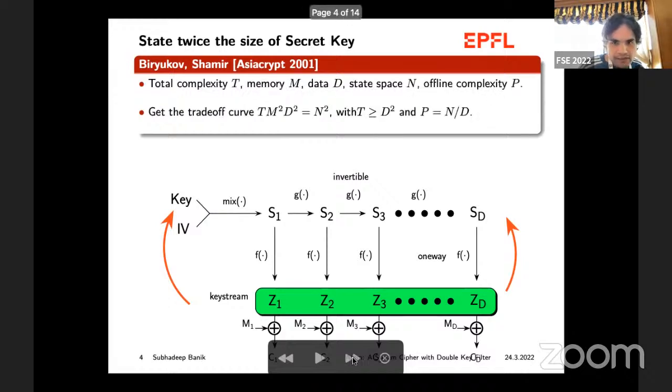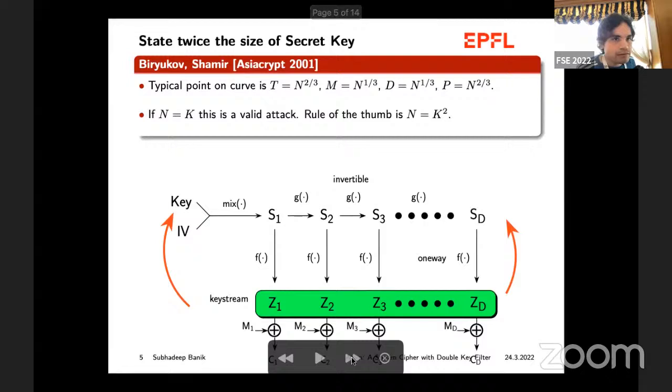Now, the algorithm that Biryukov and Shamir had proposed had a trade-off curve of the form T M^2 D^2 = N^2, with the limitation that T had to be larger than D^2, where T, M, and D are the time, memory, and data complexity of the algorithm. Capital N is the size of the internal state space, and the offline complexity P is given by N over D. A typical point on this trade-off curve occurs when both the online and the offline complexity are N^(2/3), which is less than N.